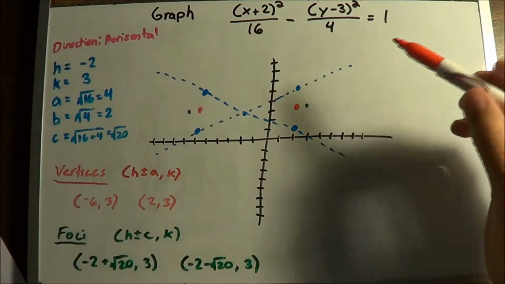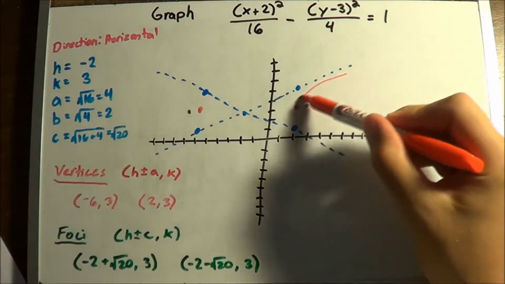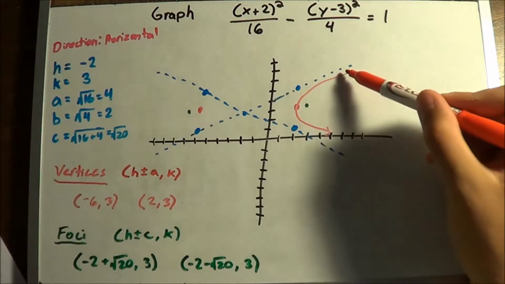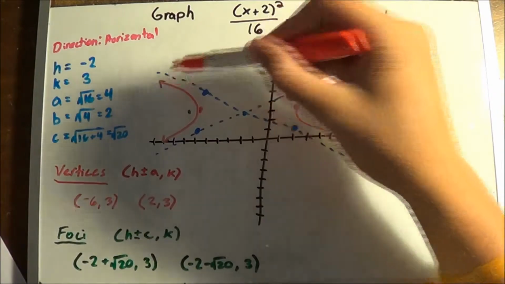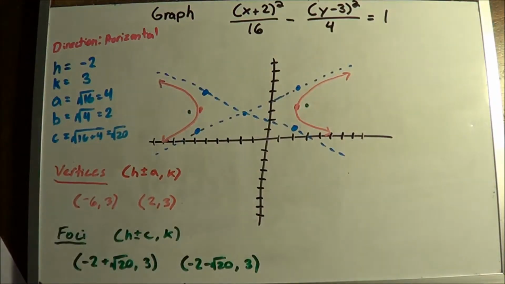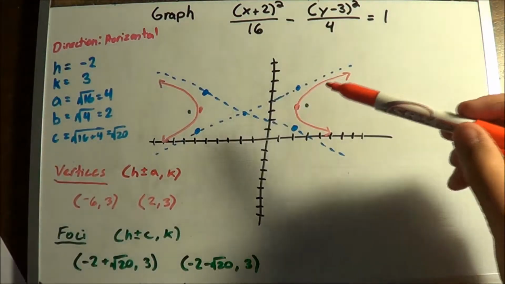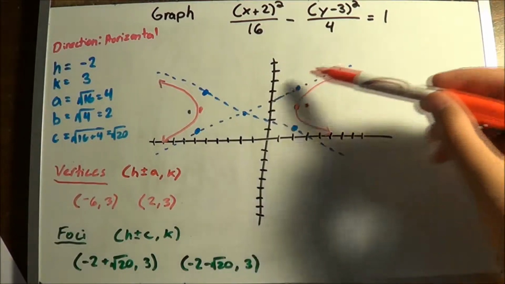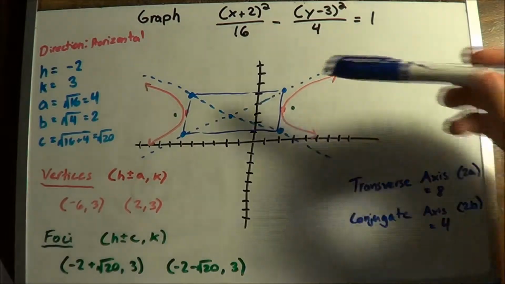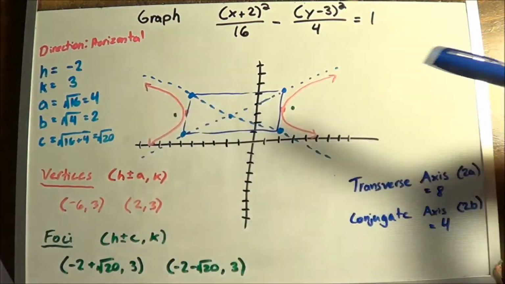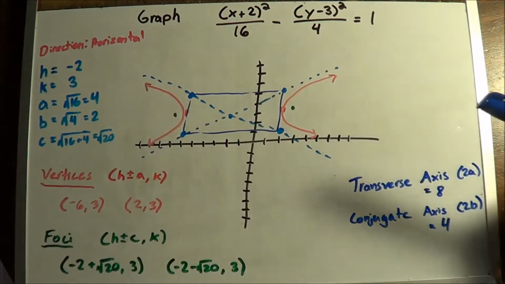Now for the drawing. Just make 2 swoops through the vertices, approaching the diagonal asymptotes. As long as you provide the vertices, foci, center, and asymptotes, a sketch should get you full credit. There's one more thing I should mention. If we were to connect these dots we drew for drawing the asymptotes, you would end up with a box.